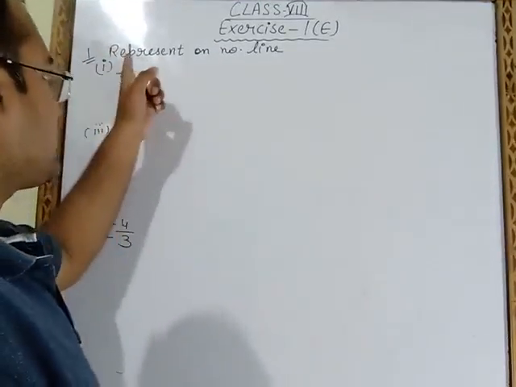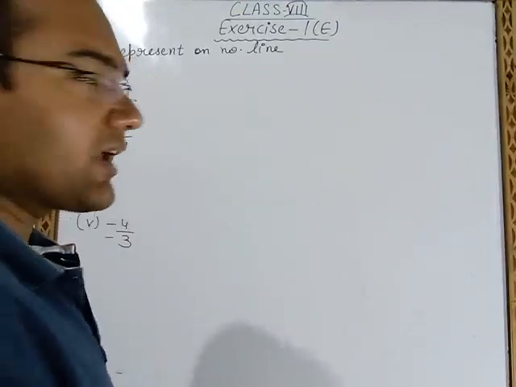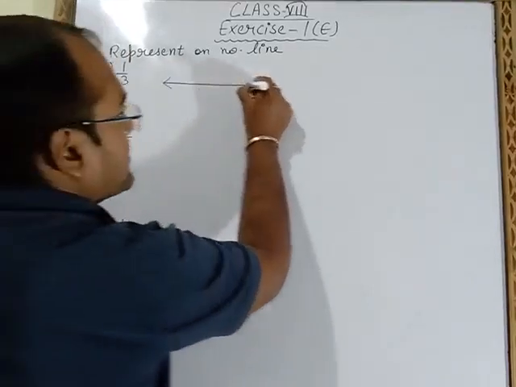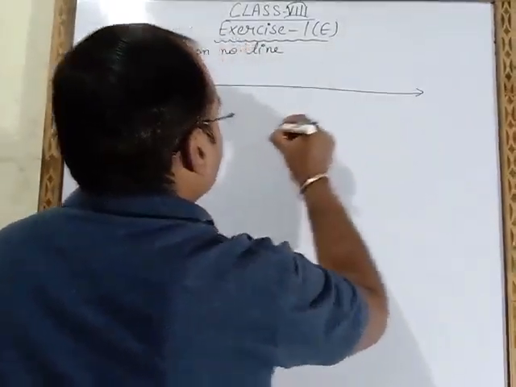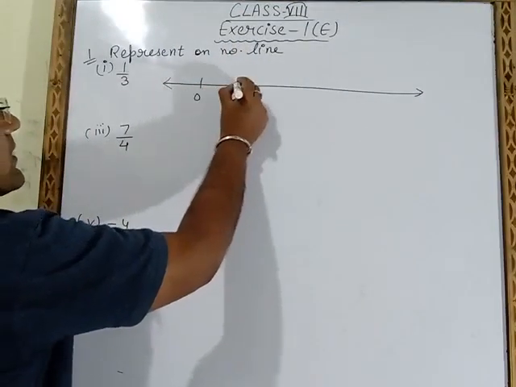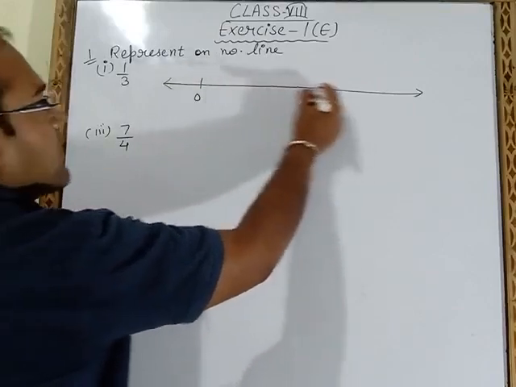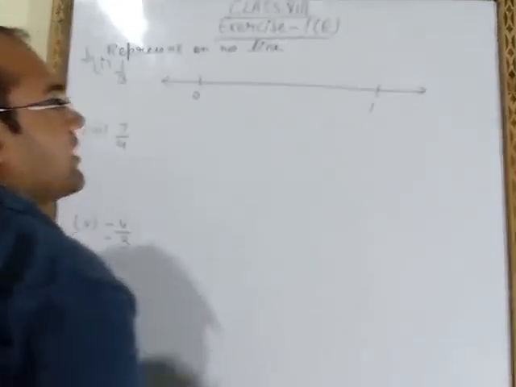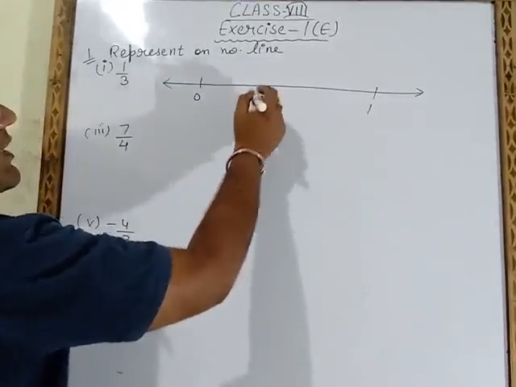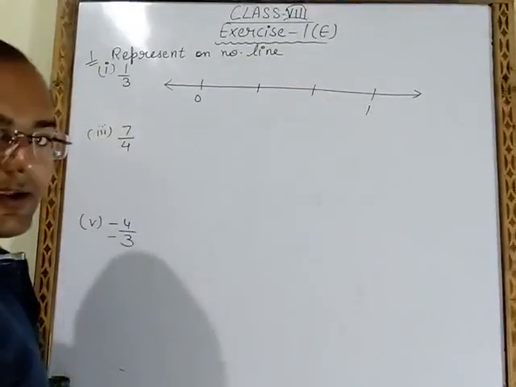So the first part is 1 upon 3. We have to show it on a number line. For this, first of all you have to draw one number line. Then on that, here you have to take 0. Then after that, here you have to take 1. Between 0 and 1 you have to make 3 divisions. In order to make 3 divisions you have to take 2 marks.